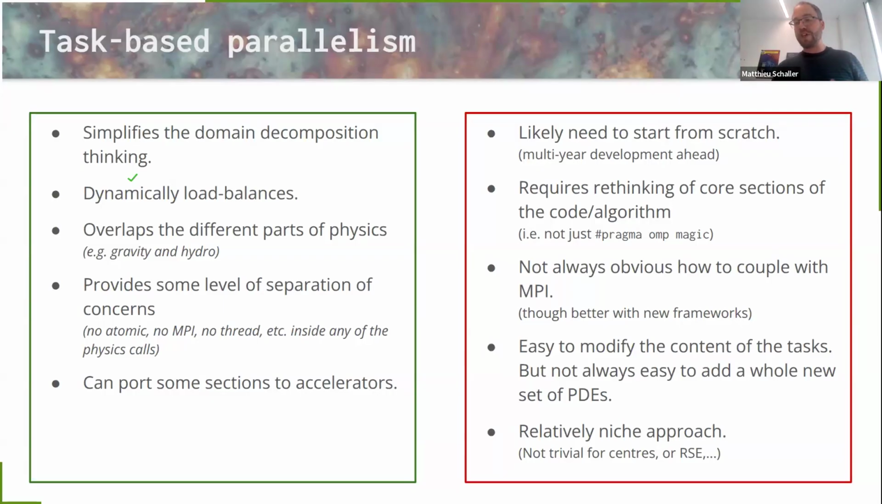It's not always obvious how to couple with MPI. Some newer frameworks like SYCL and Kokkos are maybe helping a bit with that. And actually it requires thinking and more code changes. It can't just be a pragma OpenMP or Numba something. It's not going to work. It requires really some deeper thinking about what needs to be done.